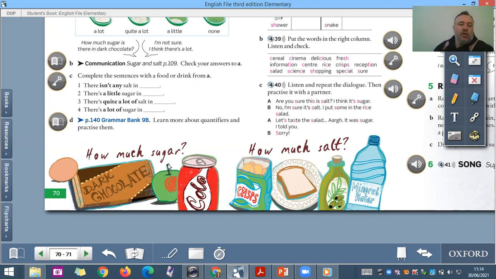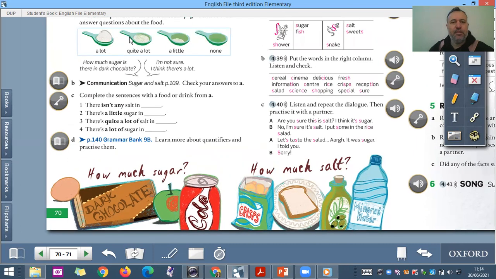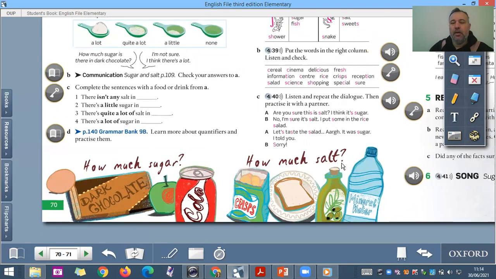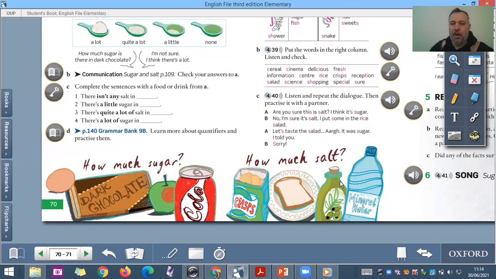So how much sugar is there in dark chocolate? How much sugar is there in an apple? How much sugar is there in a Coke, in a can of Coke? How much sugar is there in an egg? These are the questions you have to ask, right? And then you can answer by referring to these quantities here. Oh, I don't know. I'm not sure. If you are not sure, you don't know exactly, right? And the same for these ones as well.